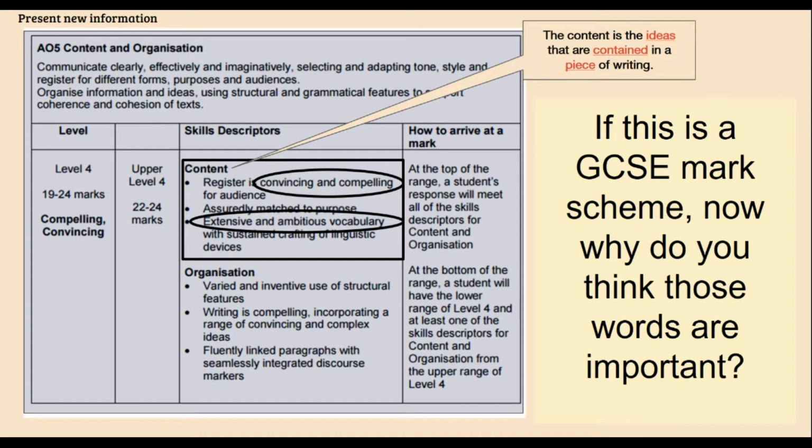Well, the reason why these all link together is because actually they are in the GCSE mark scheme. So if we have a look at the highest possible grades that you could get for assessment objective 5, content and organisation, you can see in the content it says that your writing needs to be convincing and compelling, and you need to use extensive and ambitious vocabulary.